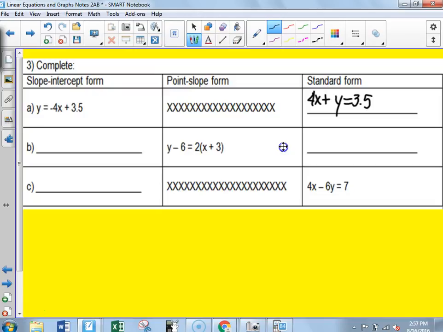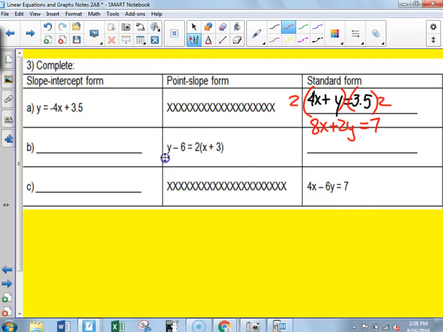I like Miranda's idea. Can we just double it? 3.5 doubled becomes 7, no more decimal, right? So if we multiply everything by a 2 on both sides, we get 8x plus 2y equals 7. Now, is everything divisible by something? No. That's standard form. They use standard form a lot on ACT and SAT because they consider it the pretty form. It just looks nice, right? There's no fractions, decimals, any crazy business.